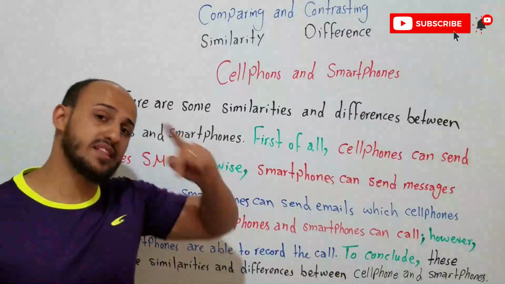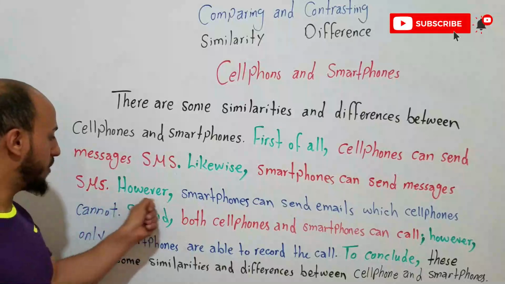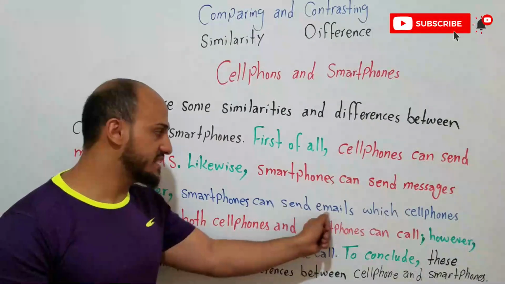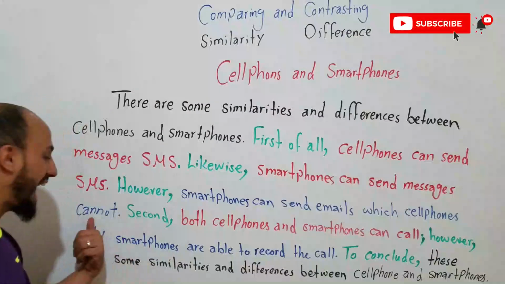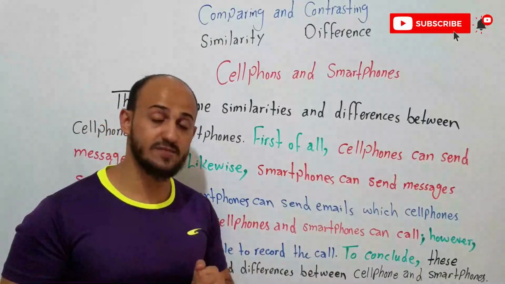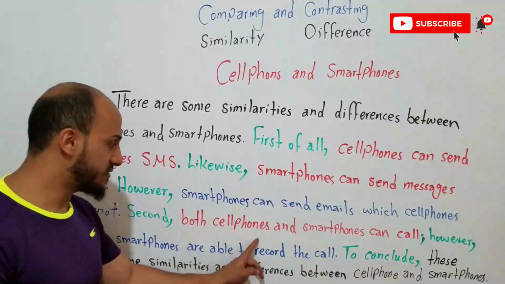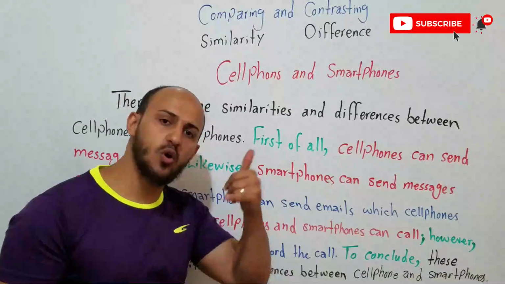Now you will give me the difference in this point. You will give me a full stop, however with a capital, however, comma. Smartphones can send emails, which cell phones can't. So this is the difference in this point. All right, done. Now number 2. Second, both cell phones and smartphones can call. We can call by both of them.